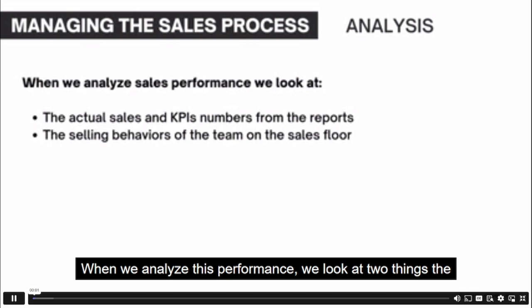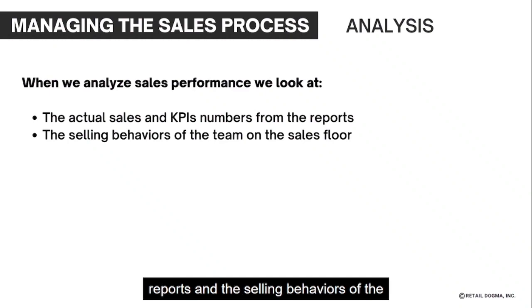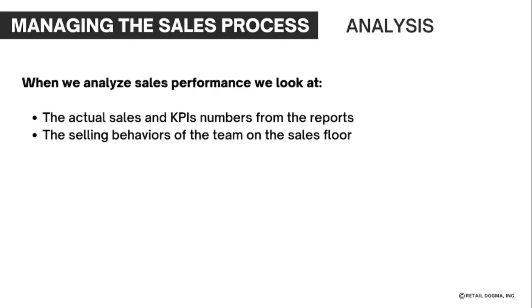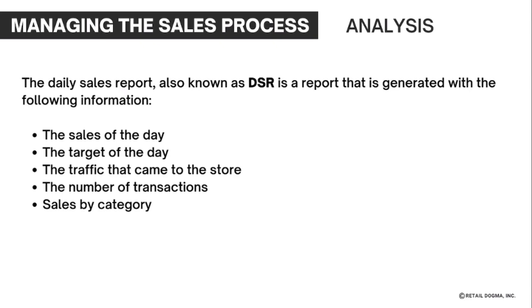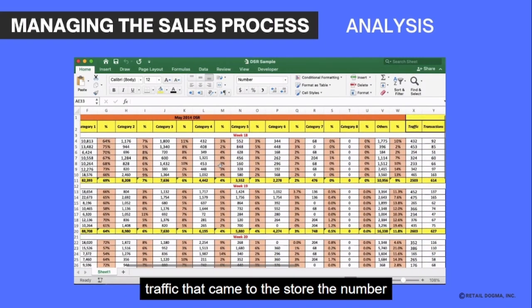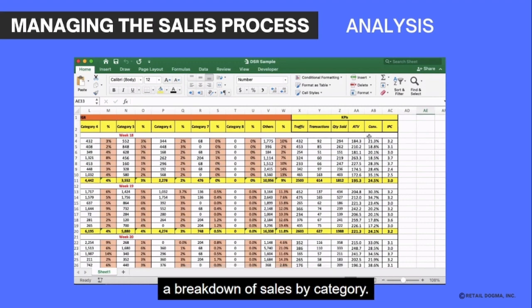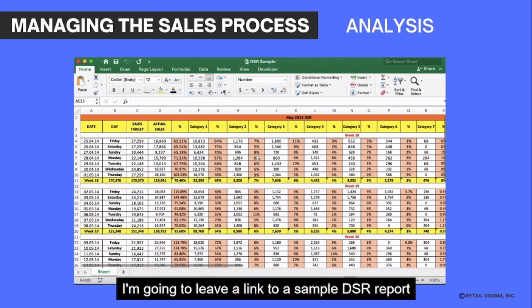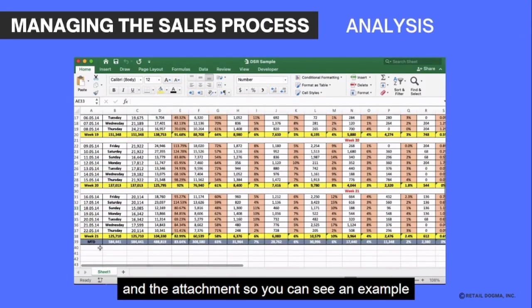When we analyze sales performance, we look at two things: the actual sales and KPIs numbers from the reports, and the selling behaviors of the team on the sales floor. The daily sales report, also known as DSR, is a report that is generated with the following information: the sales of the day, the target of the day, the traffic that came to the store, the number of transactions, and also could be extended to a breakdown of sales by category. I'm going to leave a link to a sample DSR report in the attachment, so you can see an example.